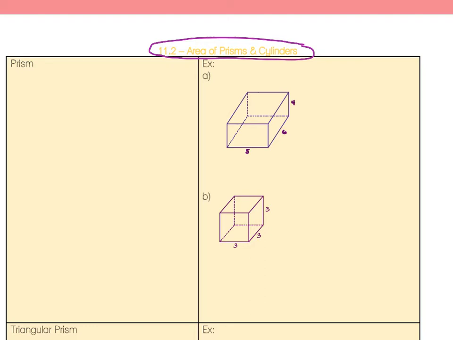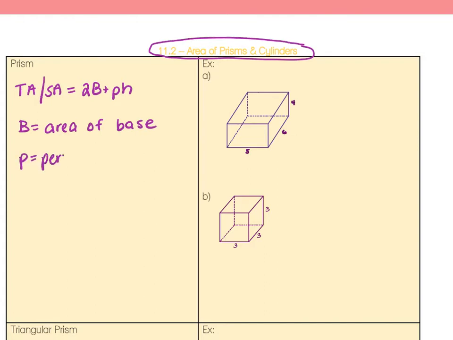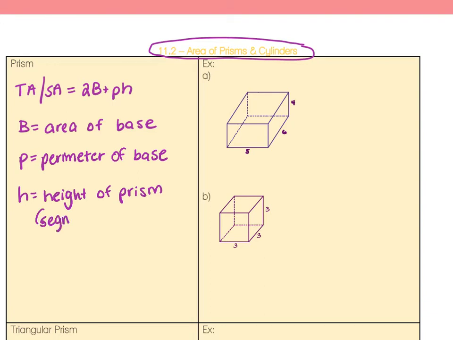So when you're looking at a prism, the total area or surface area, because you'll see those words used interchangeably, are 2b plus ph, where b is the area of the base, p is the perimeter of the base, and h is the height of the prism, which is the segment that connects the two bases.